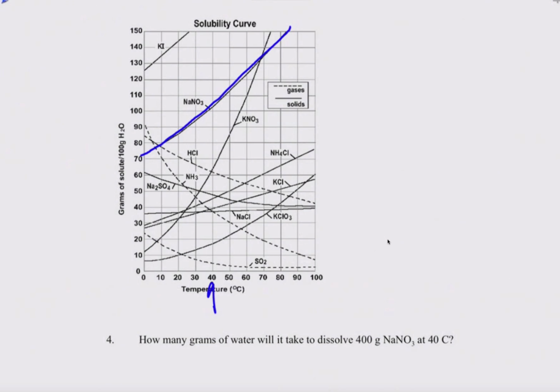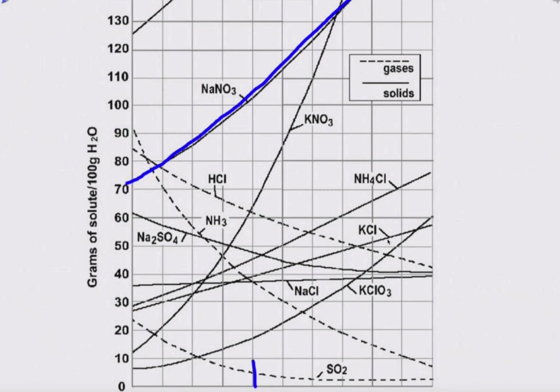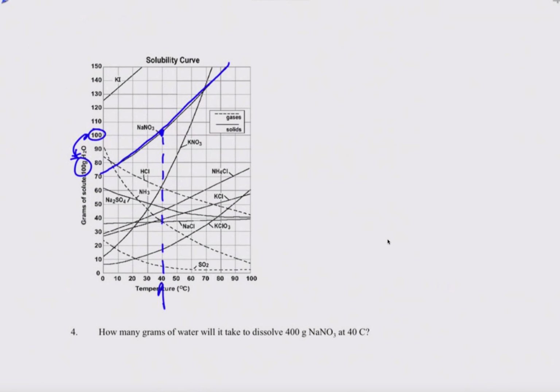Well, if we look along that line, the line for sodium nitrate hits that line right about 100 grams. Right? It says we could dissolve 100 grams of sodium nitrate in 100 grams of water at 40 Celsius. So then it's really about 1 gram to 1, right? It's 100 to 100. So therefore, if I wanted to dissolve 400 grams of sodium nitrate, I would need 400 grams of water to do it.